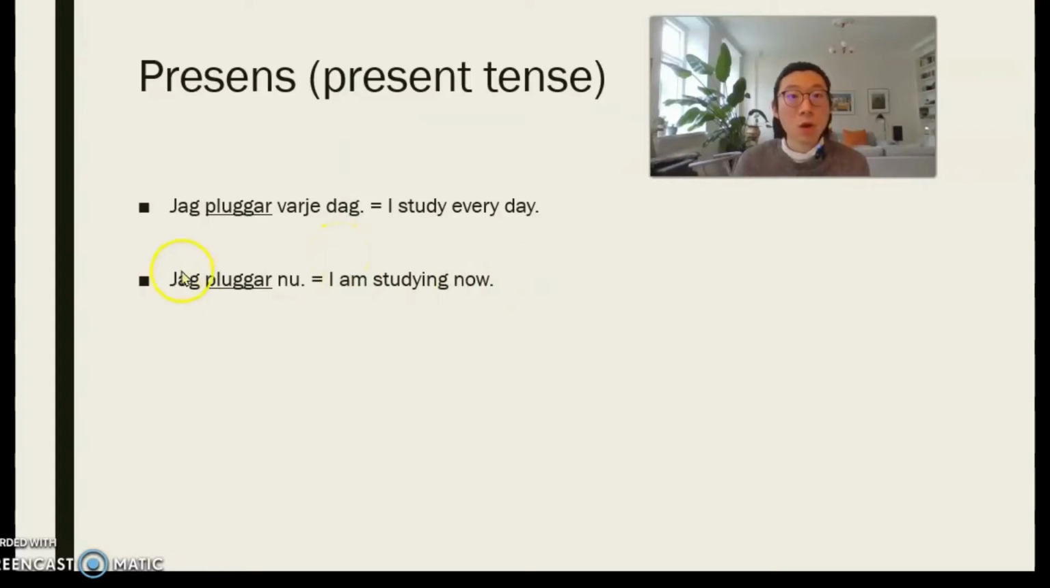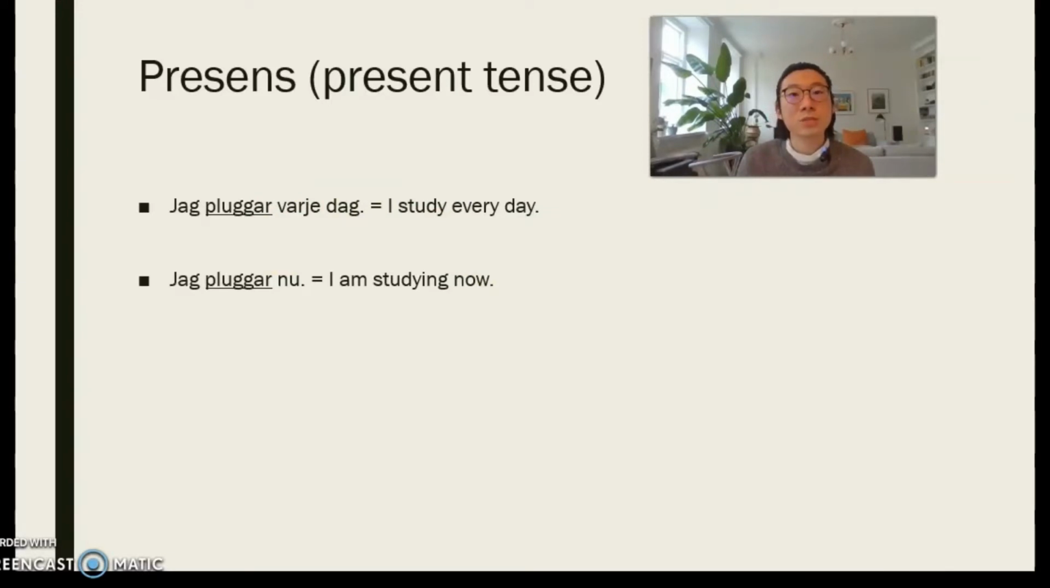And the second structure, jag pluggar nu. I am studying now. This structure is quite interesting because, as we said previously, in Swedish we do not use the ing form. We do not have a specific form for an ongoing action, and thus it is replaced by the present tense. So jag pluggar nu is I am studying now in Swedish. But because jag pluggar nu and jag pluggar varje dag are not so different, sometimes it does create some confusion.